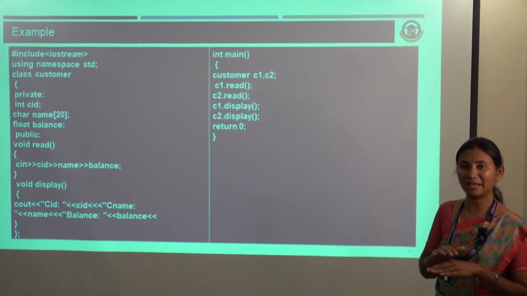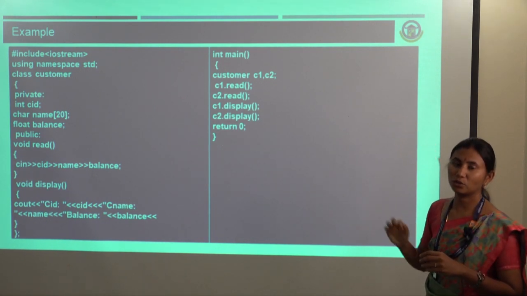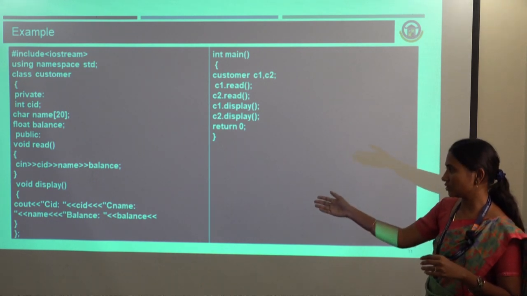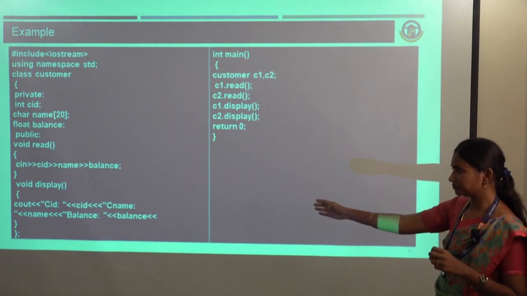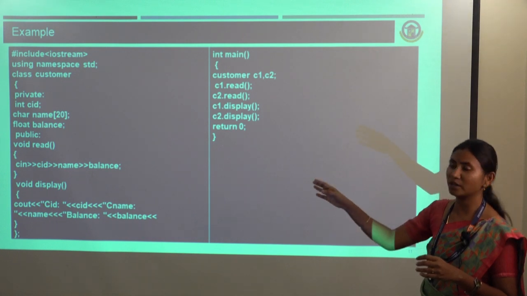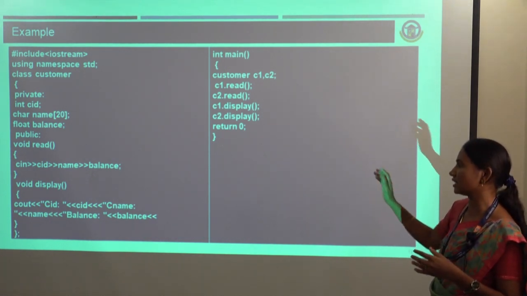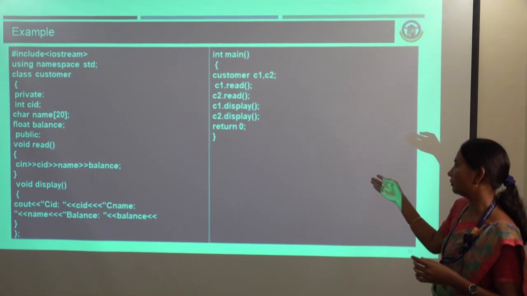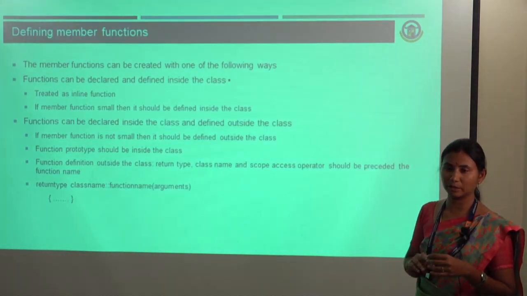Once we complete reading the input, the next line is c1.display. So when the display line executes, it goes to the display function. There is a display statement for the input. So whatever input we get will be displayed in the output, similarly for the second object, c2.display. At the end of the main function, return 0, and we are closing the program.